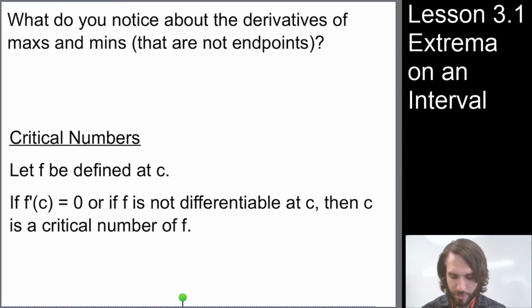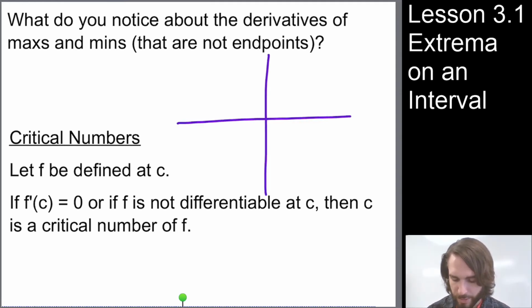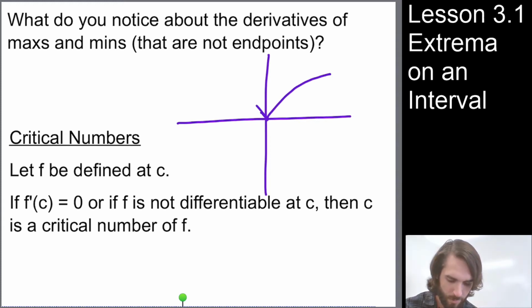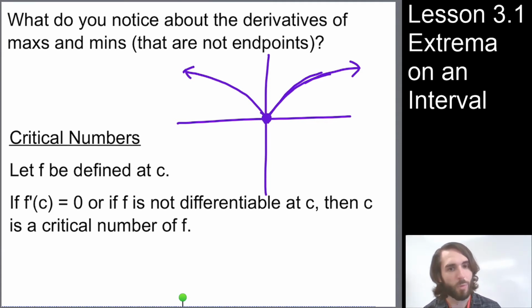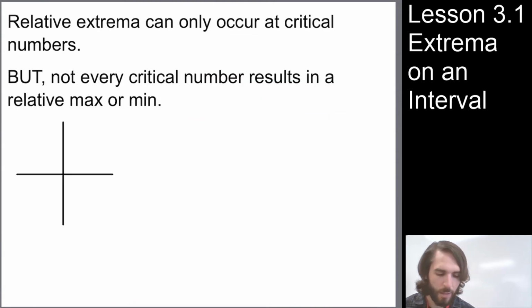Let me show you an example of a function that's not differentiable real quick. You could have a function that looks like this. And so right there at 0 is a critical point, but it's a sharp point, so you can't take the derivative there. But it is a critical point because that is the absolute minimum of the function. So that's what we're talking about. Okay, relative extrema can only occur at critical numbers, but not every critical number results in a relative max or min. Let's look at an example of this.